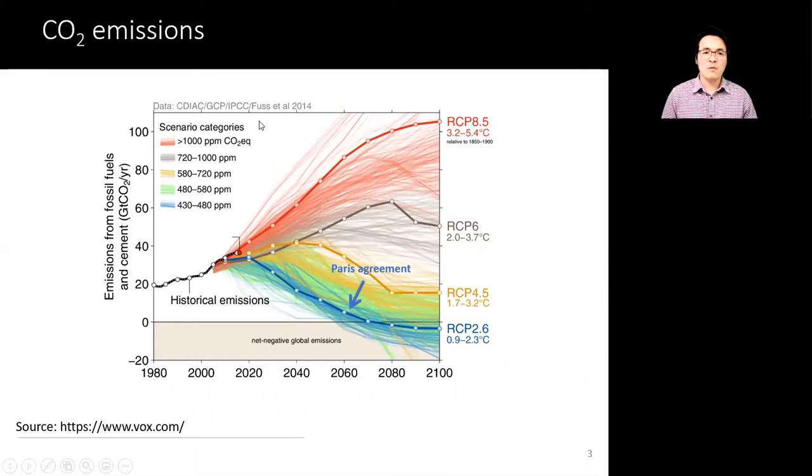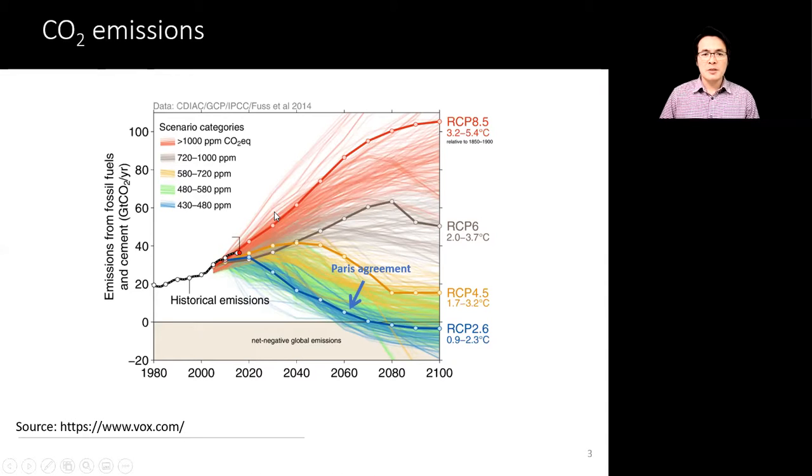Currently, we emit about 40 gigaton of CO2 per year, and more than half of it stays in the atmosphere. And that's why the CO2 concentration has increased rapidly over the past few decades. And that leads to global warming. If we continue to emit CO2 like what we are doing now, we are on the path of increasing our global temperature by about 3.6 Celsius degrees by the end of this century.